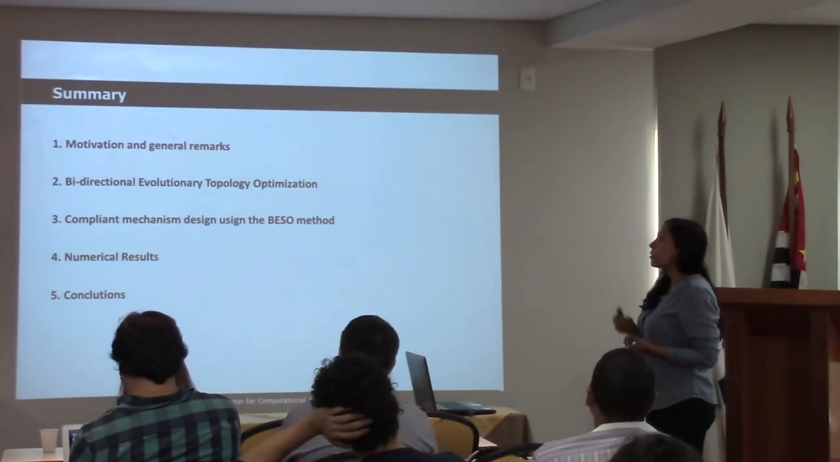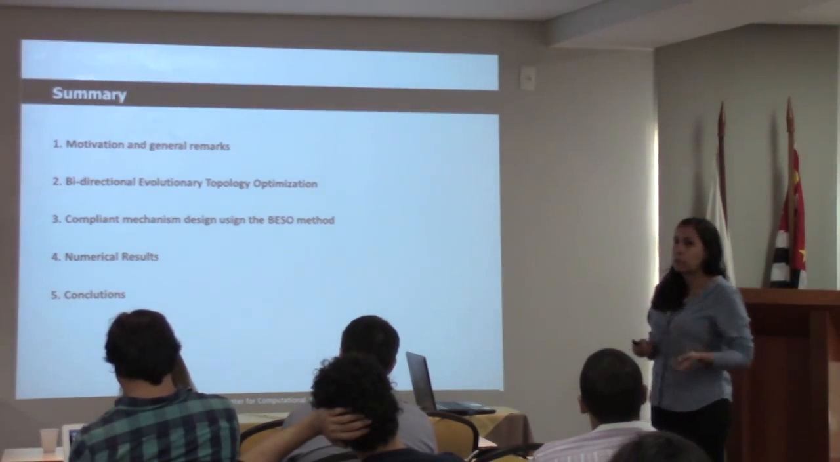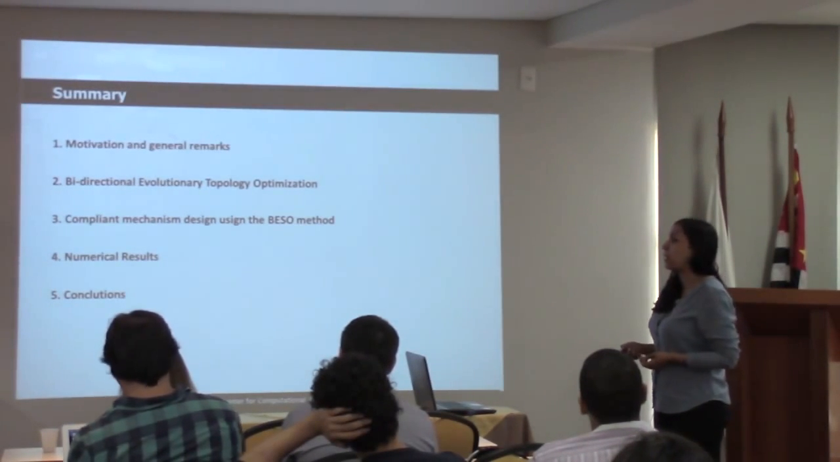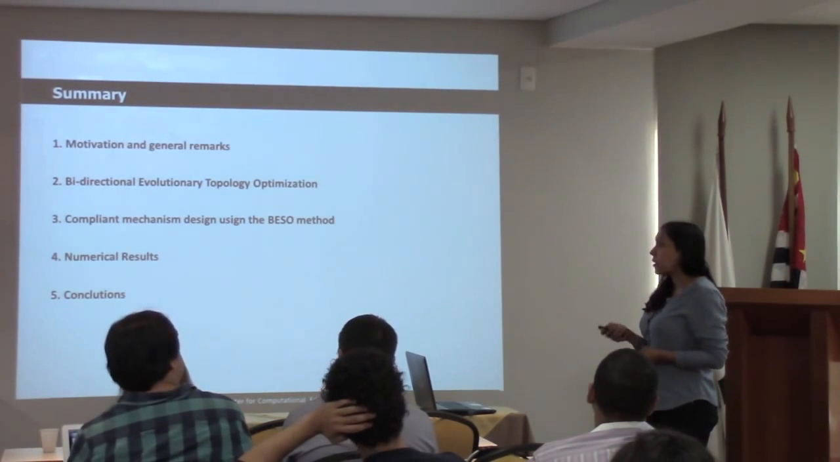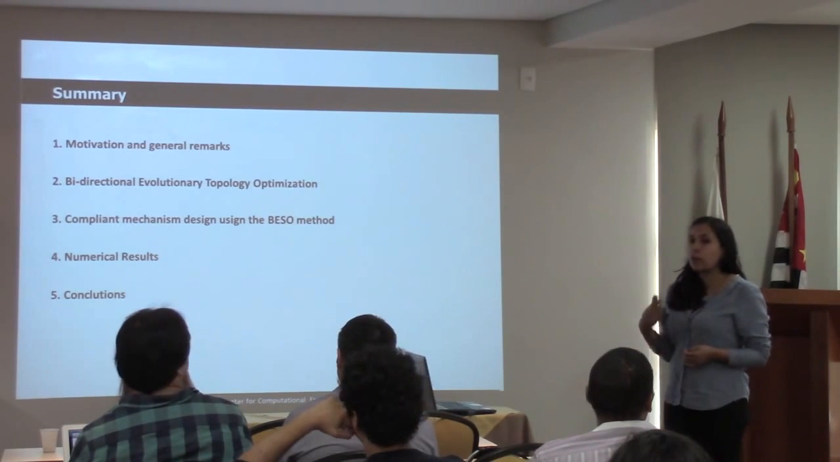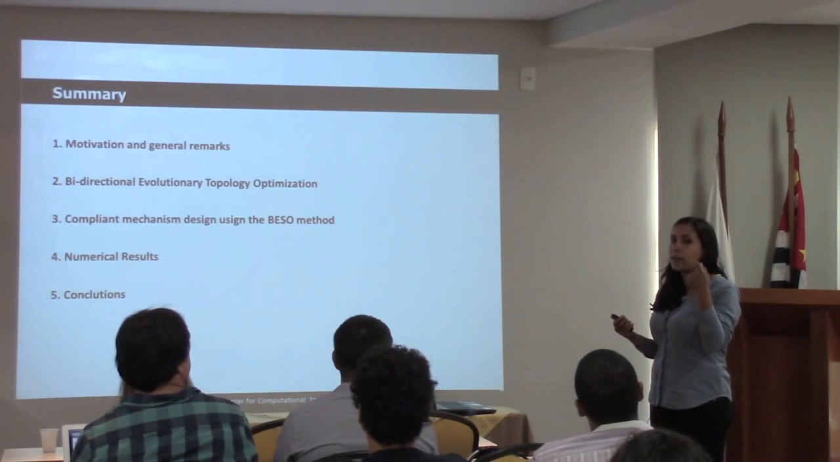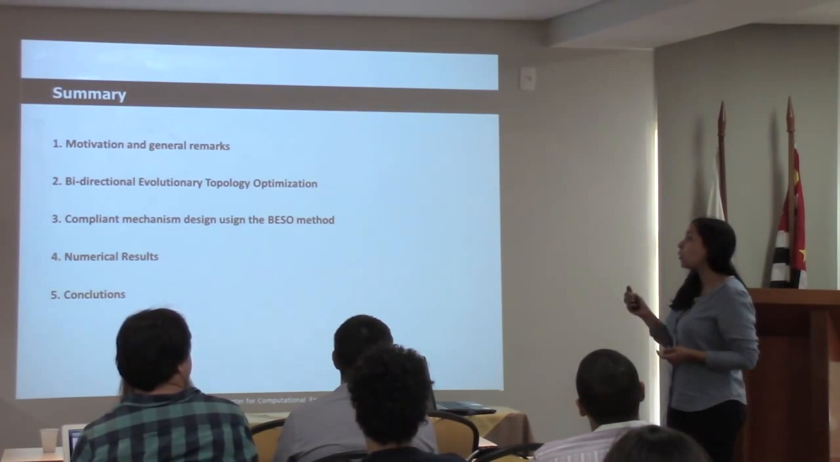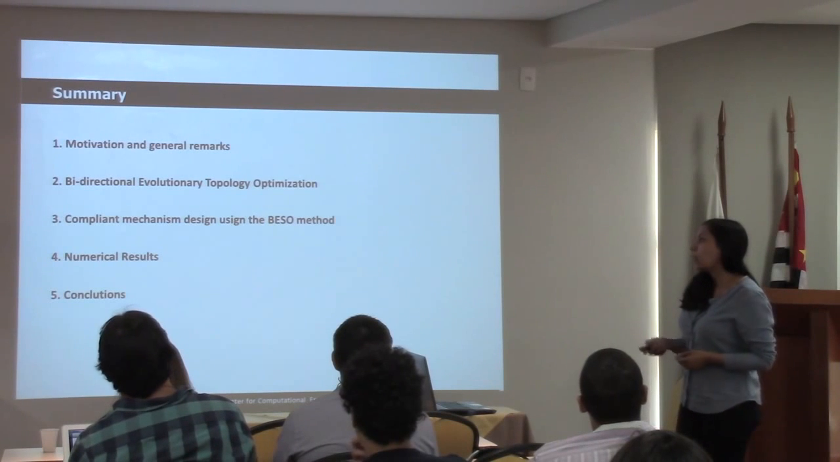The first is the motivation and general remarks. We're going to talk a little bit about compliant mechanisms, what they are, and some applications. The second one is the bidirectional evolutionary topology optimization that we're going to call the ESO method. It's the one Felipe was talking about. He worked only with ESO, which was the first approach.